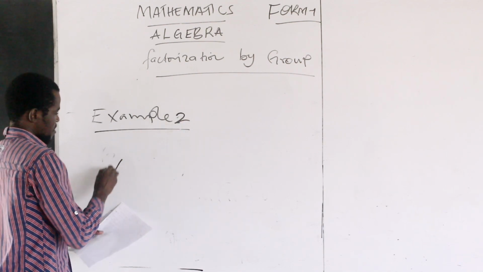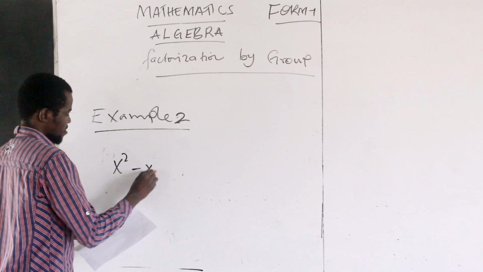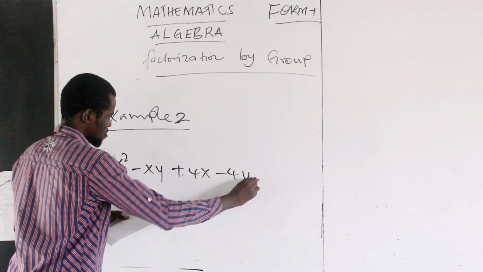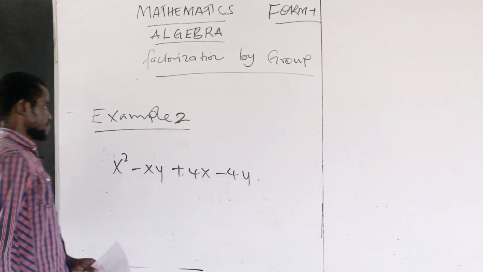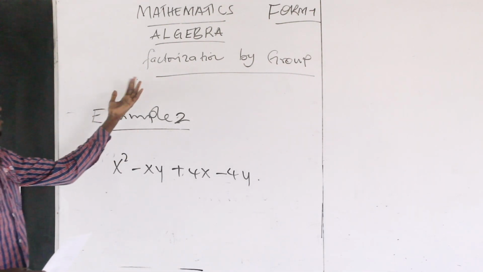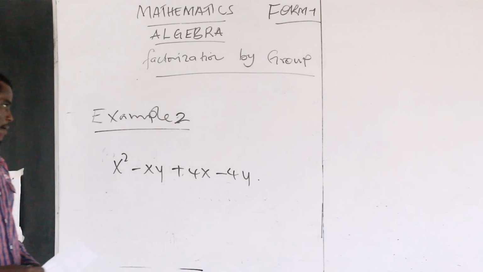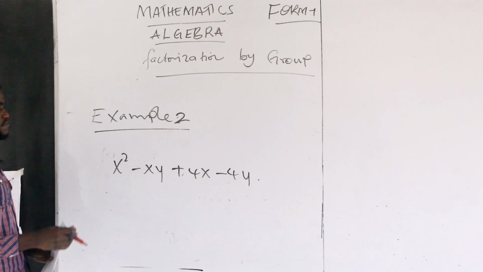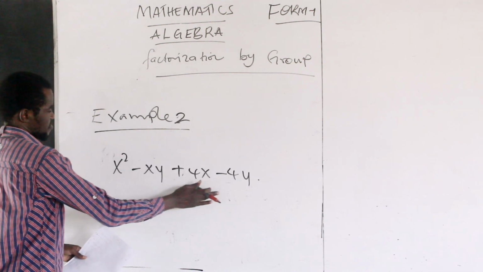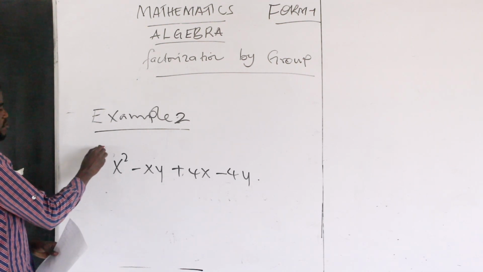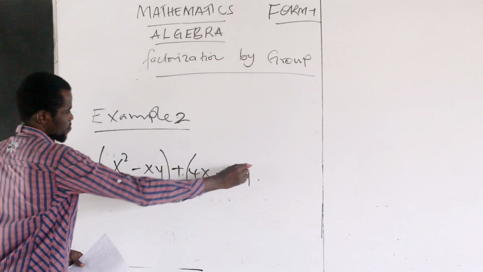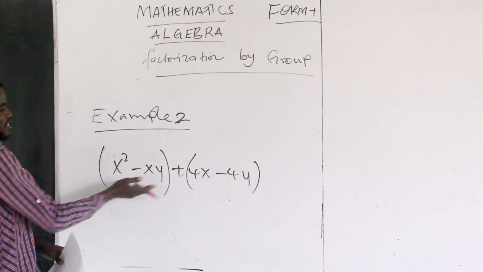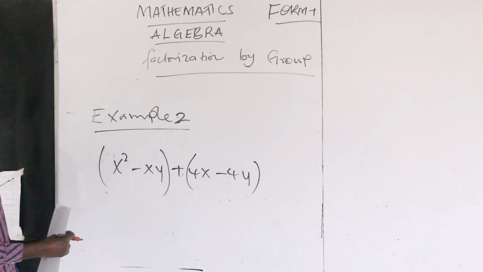Example 2, we have x squared minus xy plus 4x minus 4y. Again, factorization by grouping. We are saying when you get an expression in this form, you start by grouping, so that we have this being your first bracket, then the second bracket, in that manner.